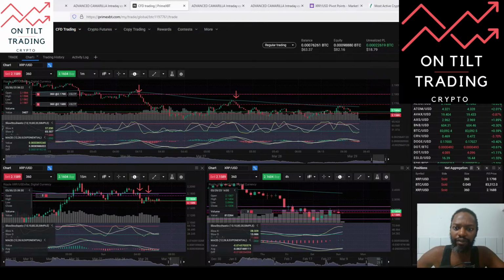What we have here, you can't see it because my entry is right here at the line. Just for reference, this is the 1 minute chart, 15-minute chart. This is the 4-hour chart. First thing I'll bring your attention to is here on the 4-hour, we're trading below the 200 EMA. Same thing here on the 15-minute, we're trading below the 200 EMA.